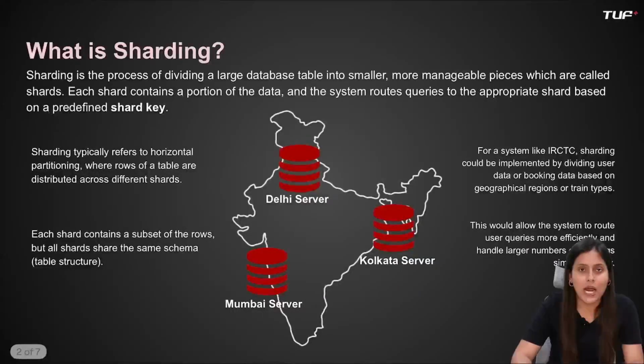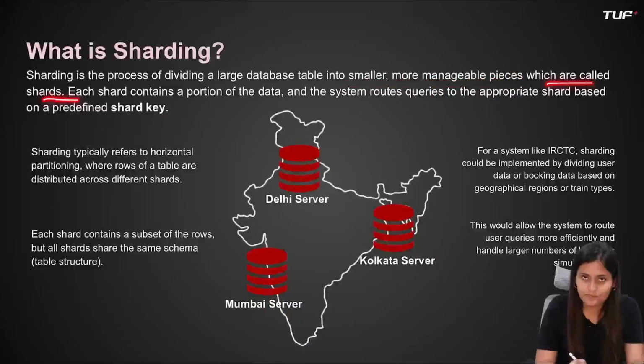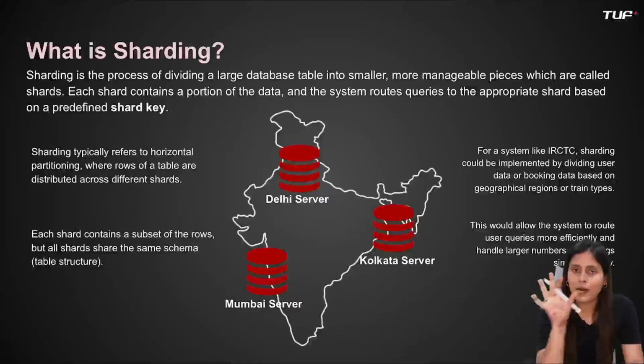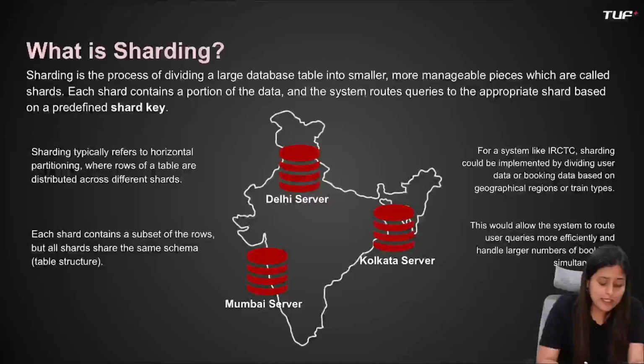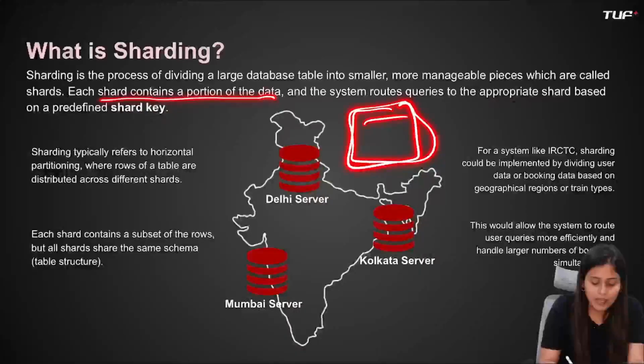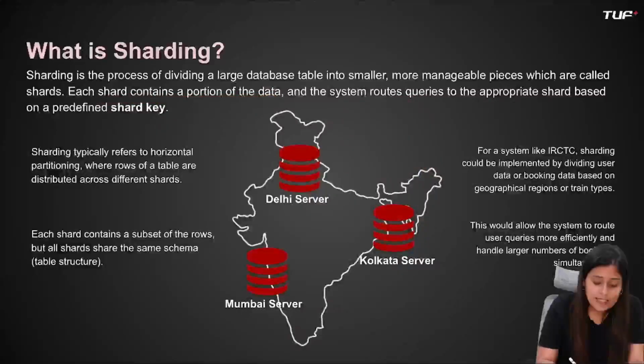First, what does sharding mean? It is the process of dividing a large database table into smaller, more manageable pieces, which are called shards. Whatever we were calling partitions in partitioning, here we call shards. Each shard contains a portion of data, just like every partition holds some data, and the system routes queries to the appropriate shard based on a predefined shard key.